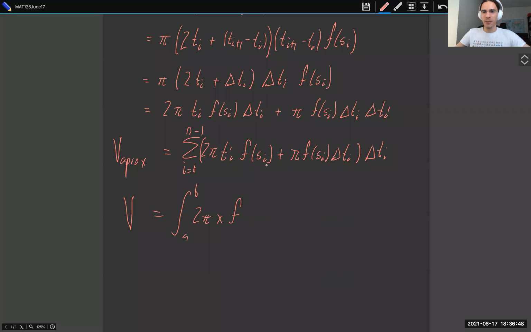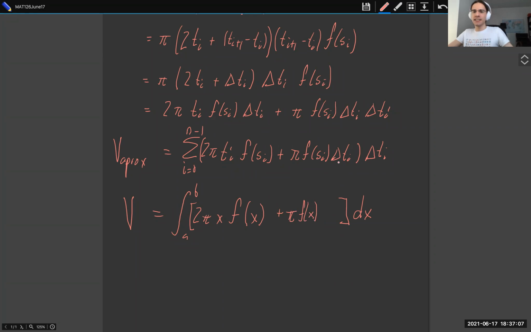F of s sub I is also a position along x. It's just the midpoint between these. Then I have this term. So this outermost delta t sub I becomes dx. Pi times f of x.